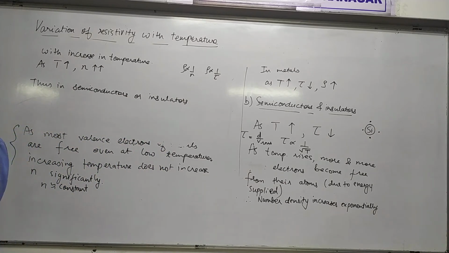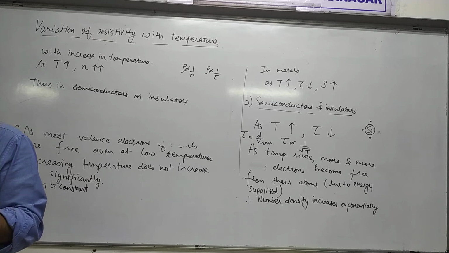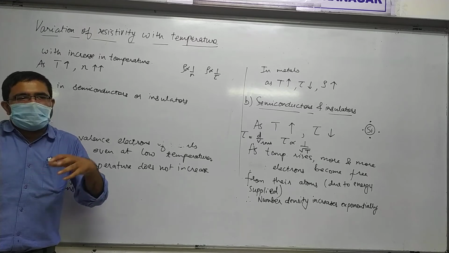Because it has very few free electrons. It doesn't let charge pass. Is that okay or not okay? So that's why n is very less. So there are no charge carriers.